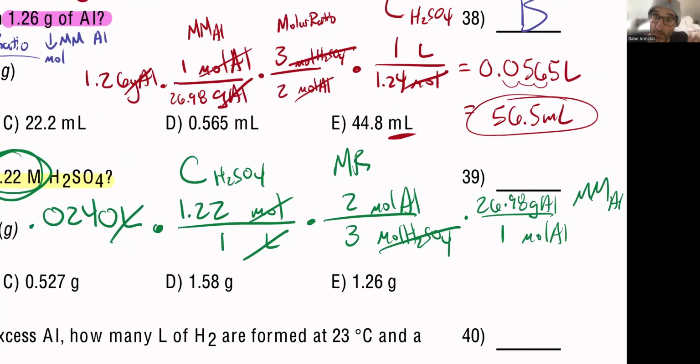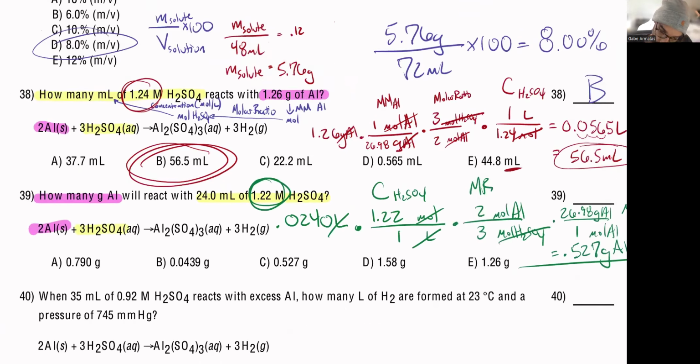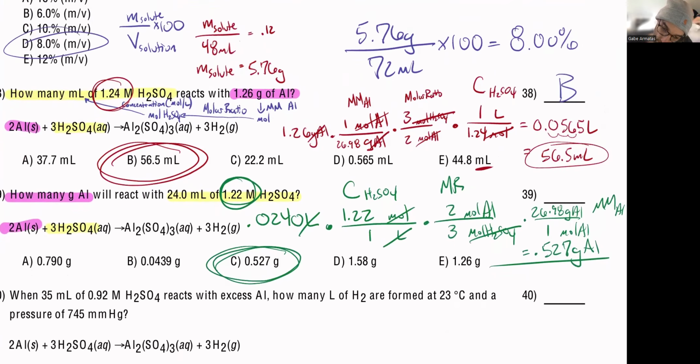And so now we do the math. 0.024 times 1.22, enter, times 2, enter, divided by 3, enter, times 26.98, enter. So we end up with a mass of 0.527 grams of aluminum. There it is. C is my answer.